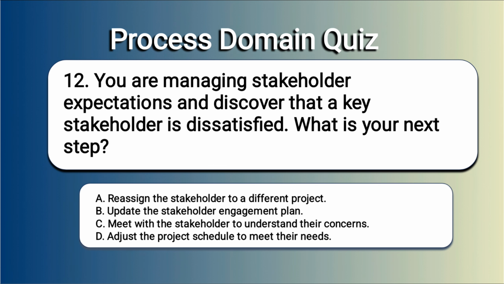You are managing stakeholder expectations and discover that a key stakeholder is dissatisfied. What is your next step? A. Reassign the stakeholder to a different project. B. Update the stakeholder engagement plan. C. Meet with the stakeholder to understand their concerns. D. Adjust the project schedule to meet their needs.